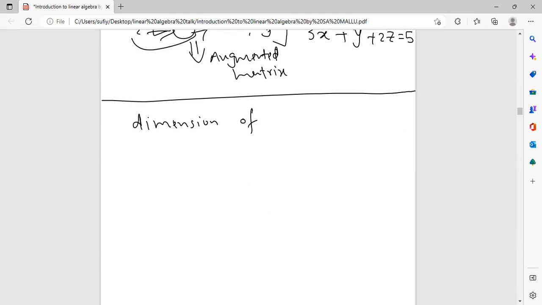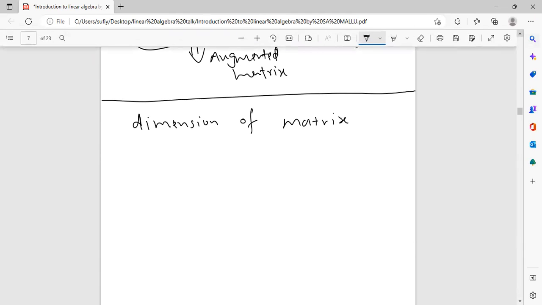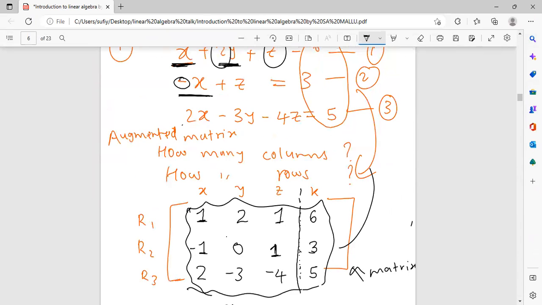All right, let's look at this. What is the dimension? Obviously, you might be wondering, if you have a system of equations, we had this, and then we converted that into a matrix. Now the question is, how do we solve this to get the answers X, Y, and Z?